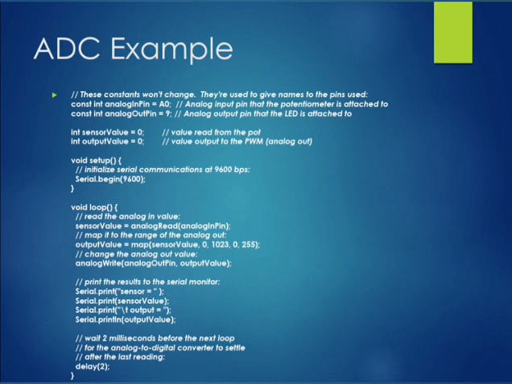It prints the results to the serial monitor. Serial.print("sensor = "), Serial.print(sensorValue), and the output value. Wait 2 milliseconds before the next loop for the analog to digital converter to settle after the last reading. delay(2). This is the end of the program.